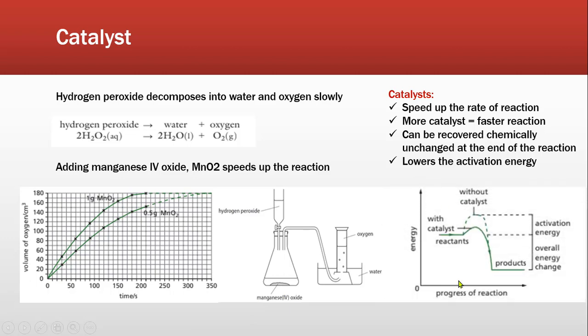So if you remember this graph from our last video, the reactants must have a certain amount of energy in order to take part in the reaction in order to form products. What a catalyst does is that it lowers the activation energy so that more reactants can collide and react with each other to form the products.